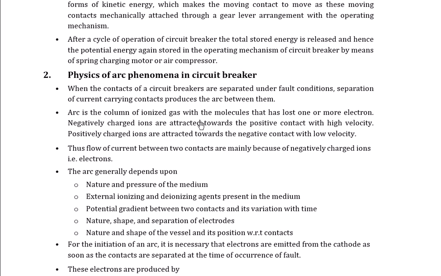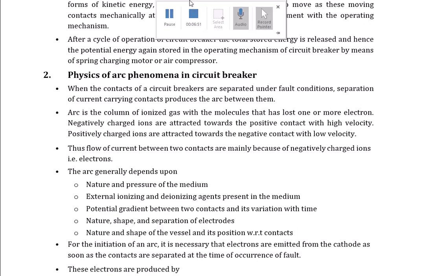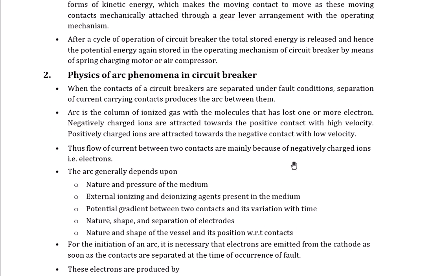Then after a cycle of operation of the circuit breaker, the total stored energy is released, and hence the potential energy is again stored in the operating mechanism of the circuit breaker by means of spring charging, motor or air compression. Okay, so this is how we achieve our goal of protecting the system from the fault.